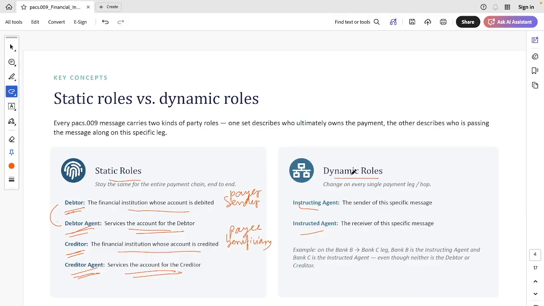Now let's understand the dynamic roles. So dynamic roles can change at every leg of the payment chain. These roles describe who is sending and who is receiving a specific message on a specific leg. There are two dynamic roles basically. One is the instructing agent and the other one is the instructed agent. Instructing agent is basically the sender of a particular pacs.009 message, and instructed agent is the receiver of a particular pacs.009 message.